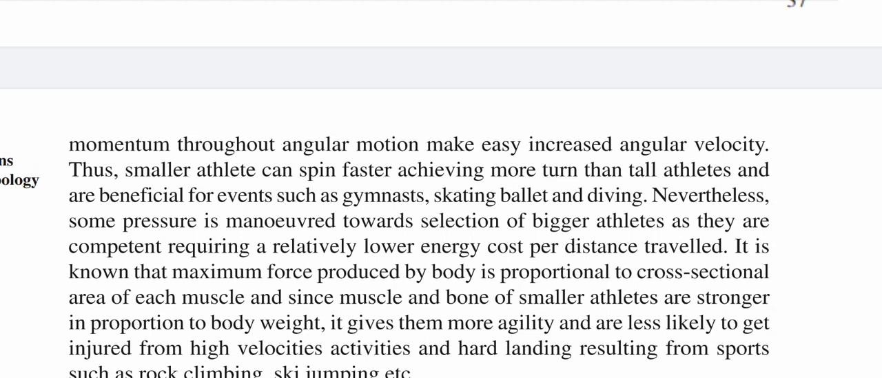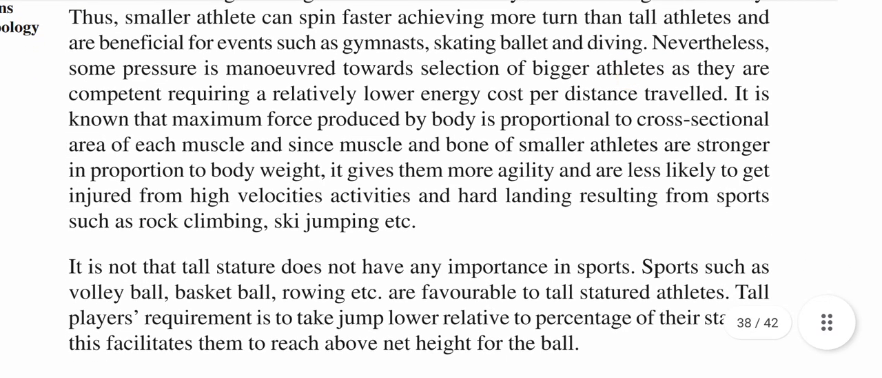It is known that maximum force produced by the body is proportional to the cross-sectional area of each muscle, and since muscle and bone of smaller athletes are stronger in proportion to body weight, it gives them more agility and they are less likely to get injured from high velocity activities and hard landings resulting from sports such as rock climbing, sky jumping, etc. It is not that tall stature does not have any importance in sports.